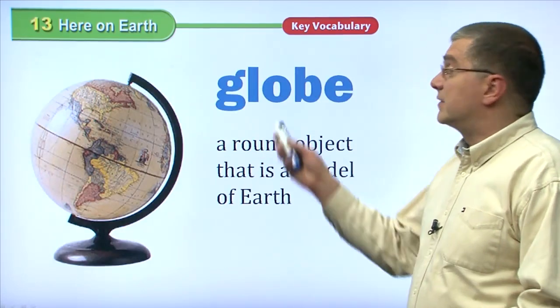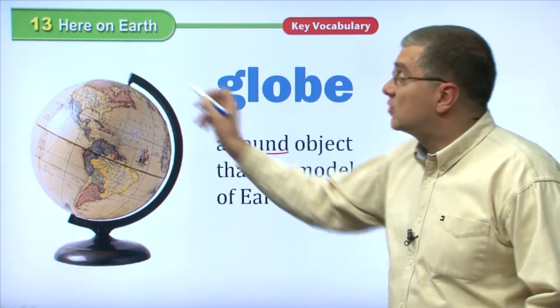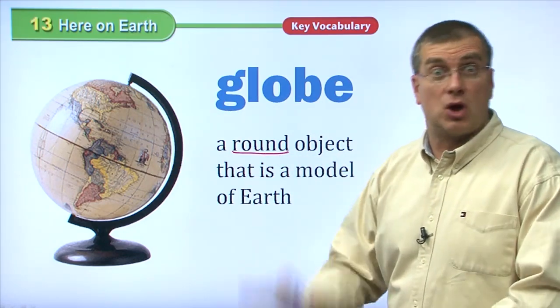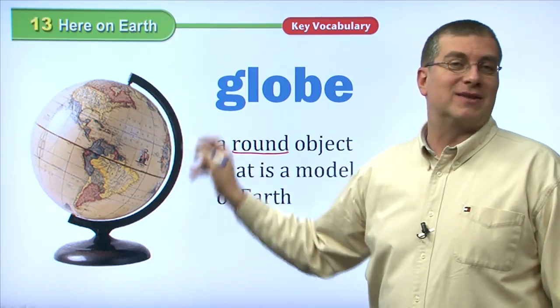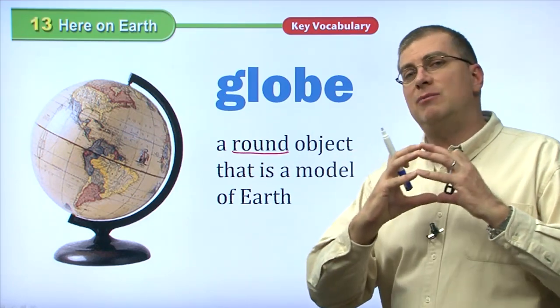Okay, our next word is globe. Globe is a round object. It's round. It's like a ball, right? A ball that you bounce. Don't bounce the globe, right? It won't bounce. But it's the same shape as a basketball or baseball. Things that are round, the same shape.